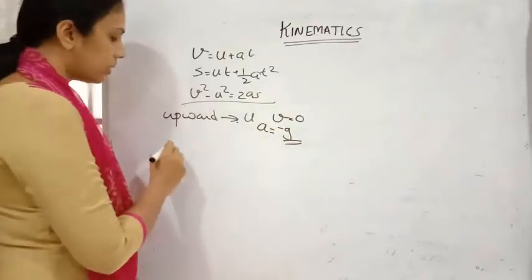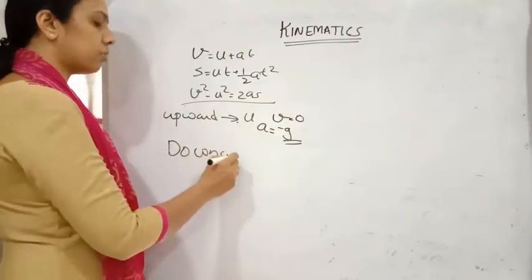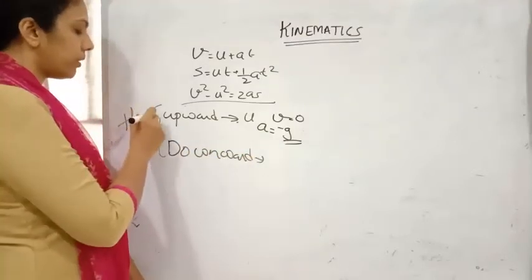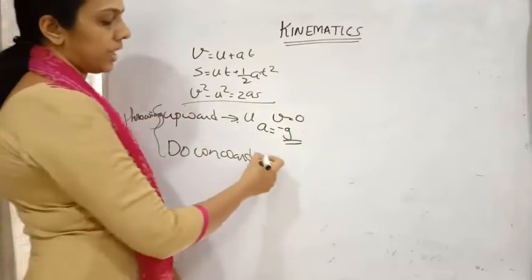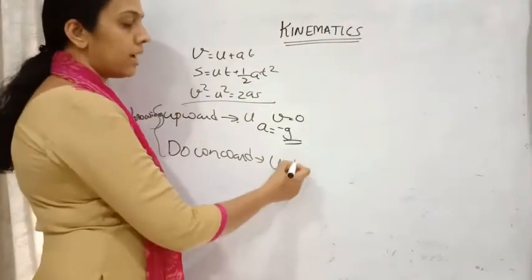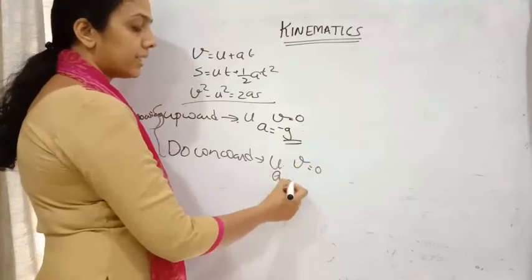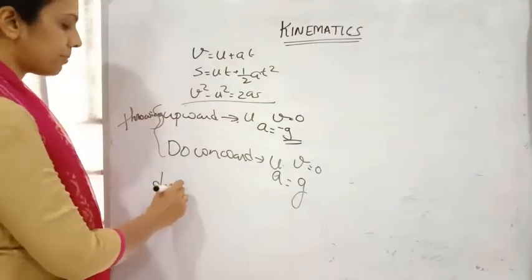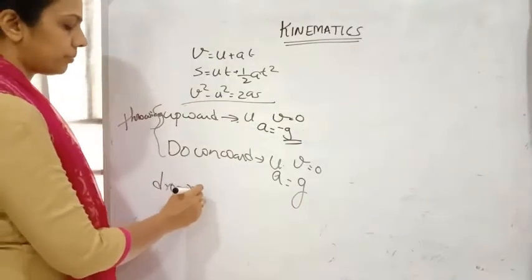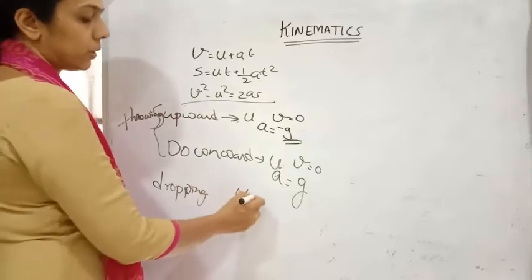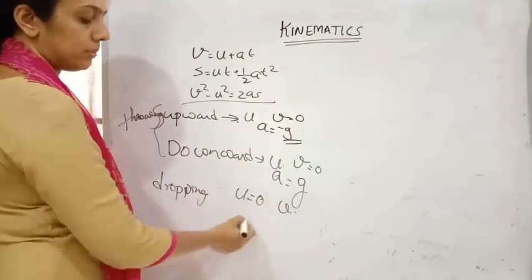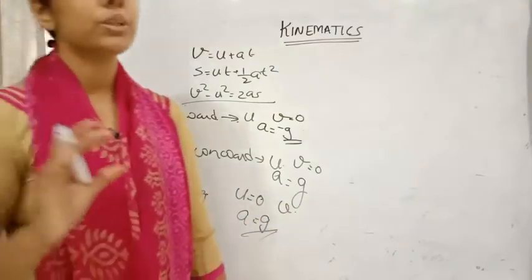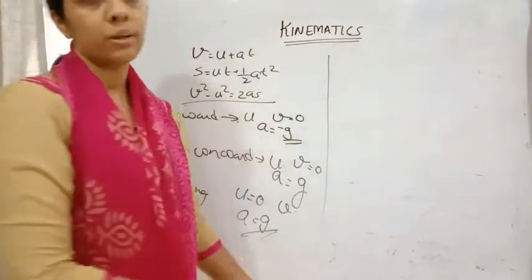If an object is thrown in the downward direction, the initial velocity will be there, and the acceleration will be equal to plus g. Instead, if we are dropping an object downwards, then the initial velocity will be equal to 0, the final velocity will exist, and the acceleration will be equal to g. You should keep these things in mind when you are doing such kinds of problems.